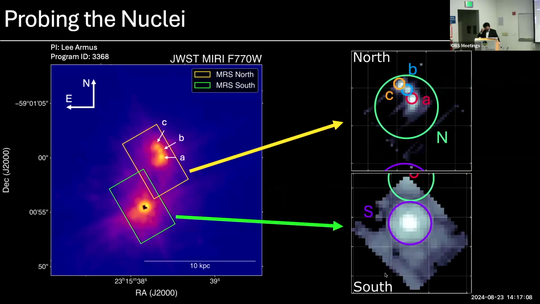So we have observations with the MRS instrument of both of the cores. And during this talk, I'm going to show two diagnostic plots that we created for some of these broader extraction regions. We're looking at the southern nucleus as a 1.8 arcsecond extraction region. We're also looking at the northern nucleus through a 1.7 arcsecond extraction region, and we've made smaller 0.3 arcsecond extraction regions for each of the starburst clumps.